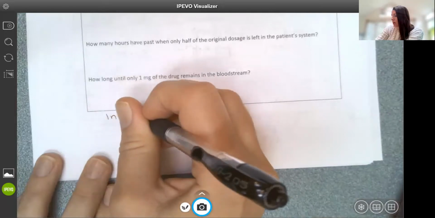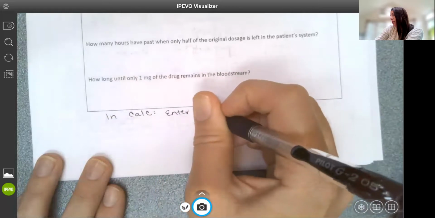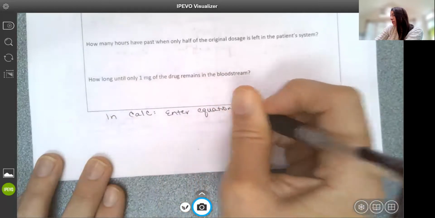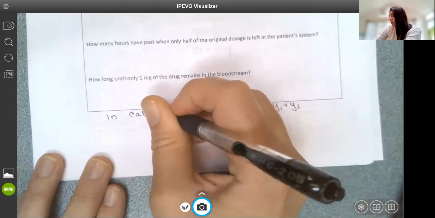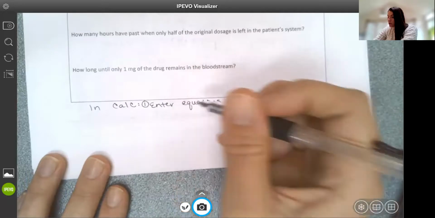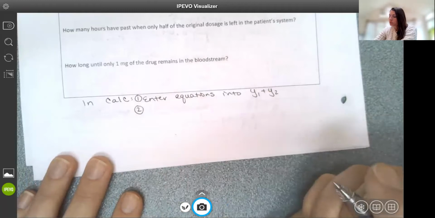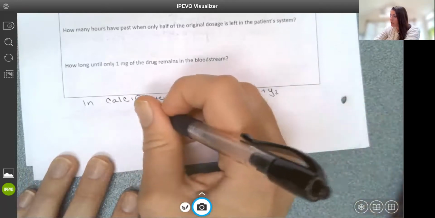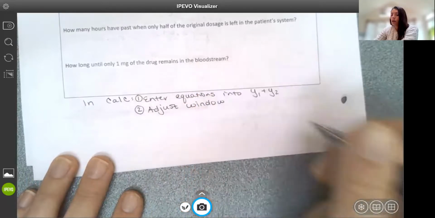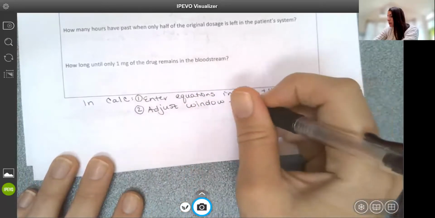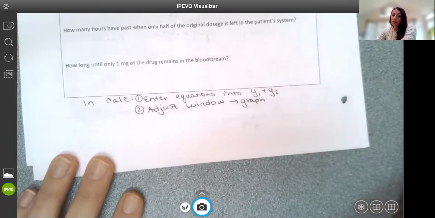So in the calculator, enter equations into Y1 and Y2. First enter the equations that you have. One will be your function and the other will be the value you want to determine it at. And then adjust your window. Go to Window and adjust the minimum and max. And then look at the graph. You should see them crossing.